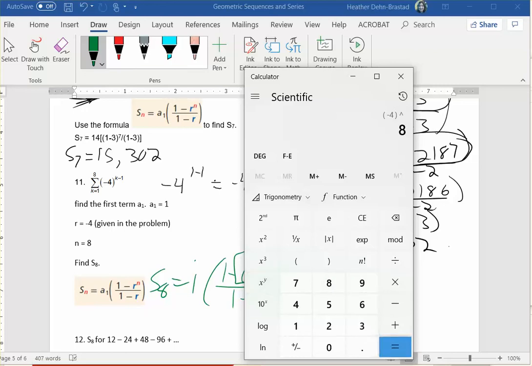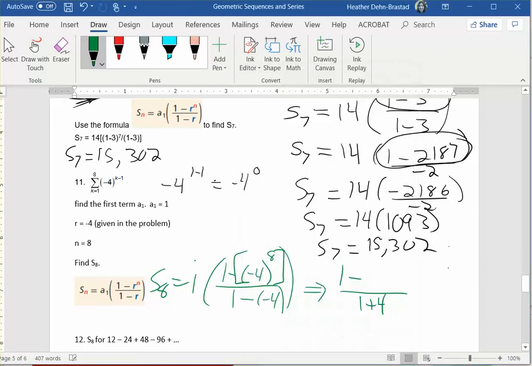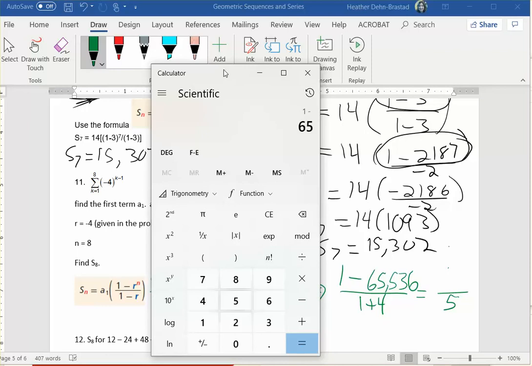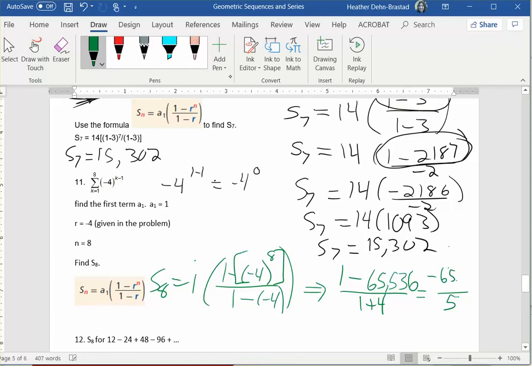You might do it slightly different on a handheld calculator, but we should get a positive answer because a negative number raised to a positive power, an even power I mean, is going to be a positive number. So 65,536. Now note that we still have to do 1 minus that, and that's all over 1 plus 4, which is the same as 5. So 1 minus 65,536 is equal to a negative 65,535.